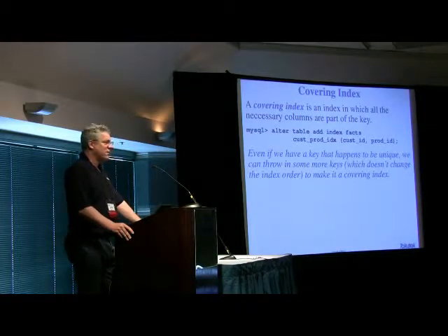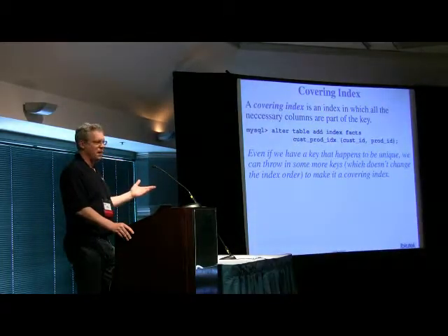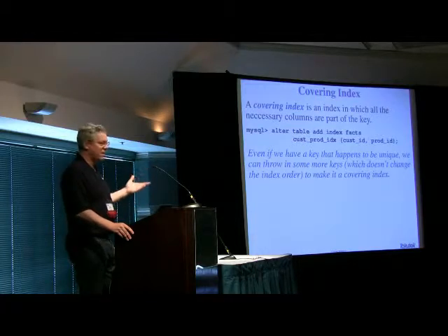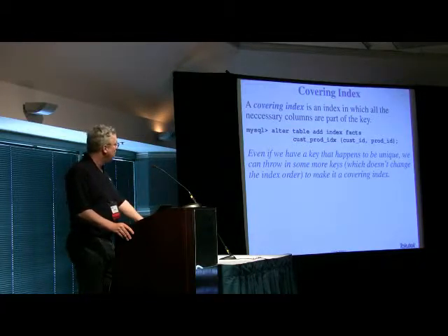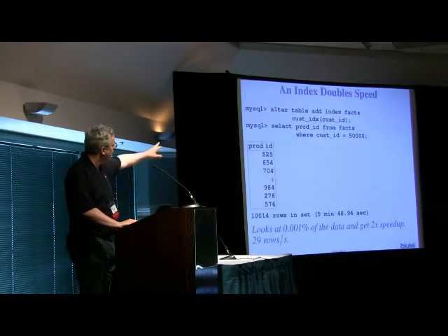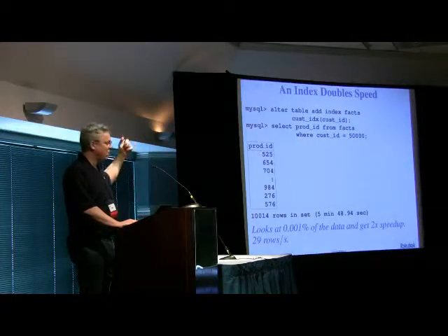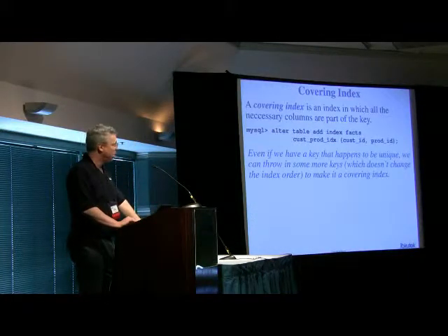A covering index is just an index where I've thrown some more values into the key of the index, so that everything that I mentioned in the query is actually in the covering index. In this case, I changed this index so that it has the customer ID and the product ID. If I look at this query here, the select product ID from facts where customer ID equals a certain number, only those two columns are mentioned. So I'm just going to throw the customer ID and the product ID in together, even though my where clause is only on the customer ID.